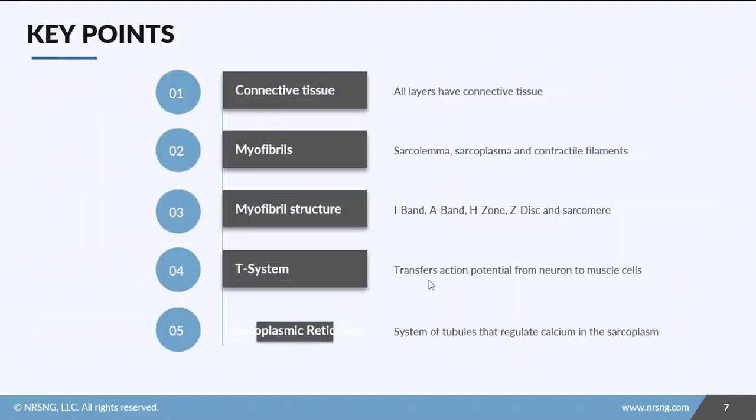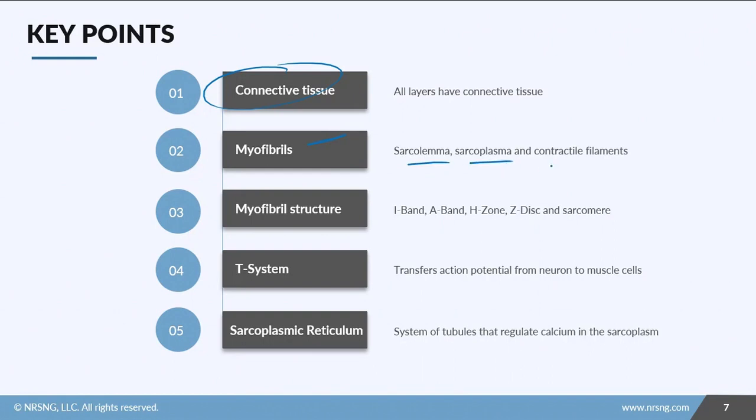So let's recap. All of the layers of the muscle have connective tissue: the endomysium, the perimysium, and the epimysium. The myofibrils are the contractile units of the muscle cell, and they consist of the sarcolemma, the sarcoplasm, and the contractile filaments. In the myofibril structure, you have the I band, the A band, the H zone, the Z disc, and the sarcomere. Remember, the I band is the light band, the A band is the dark band, and the H zone has the M line, which is where the crossing occurs. And the Z disc is the end of the sarcomere.